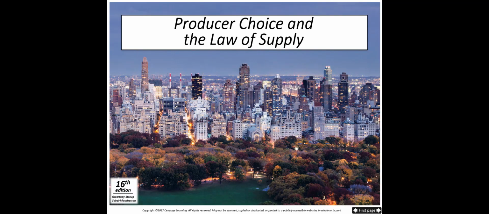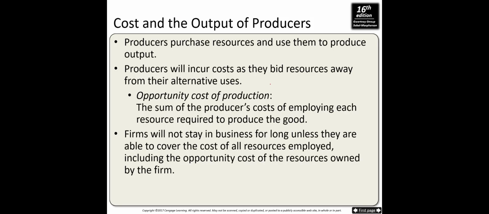Next, we talk about producer choice and the law of supply. Producers purchase resources and use them to produce output. Producers will incur costs as they bid resources away from their alternative uses. In economics, we don't only count the cash, monetary value of the resources that are used. We also look at the opportunity cost of production. What is the opportunity cost of production? The sum of the producer's cost of employing each resource required to produce the good.